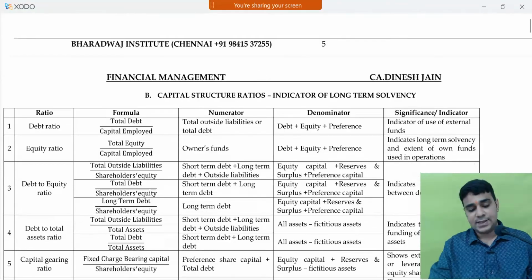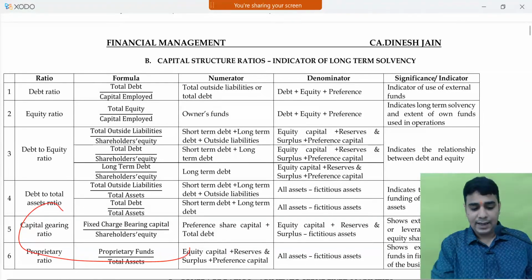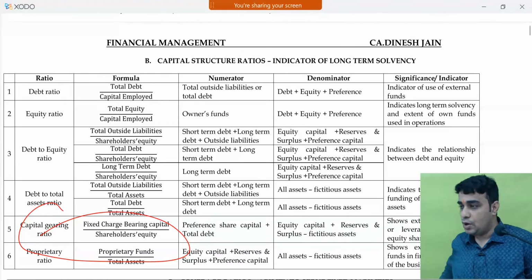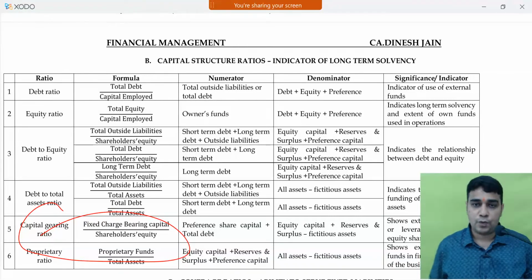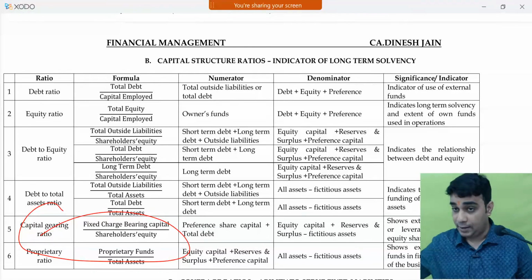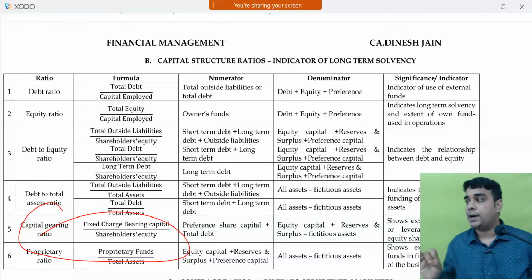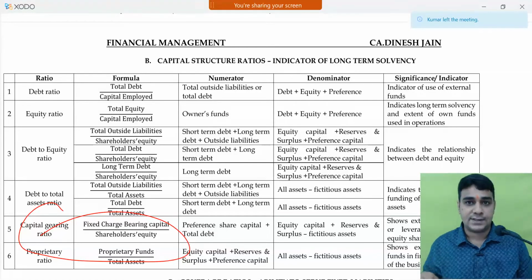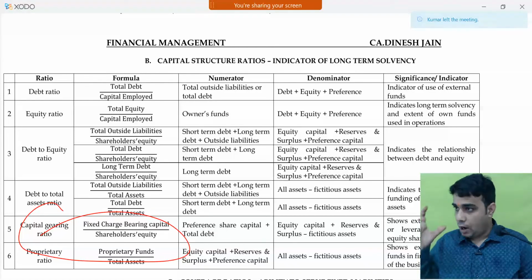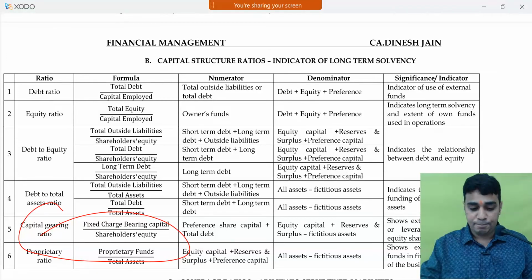Debt to total assets ratio is again debt by assets. These two are important ratios here: capital gearing ratio and proprietary ratio. Capital gearing ratio is fixed charge bearing capital by shareholders' funds. Fixed charge bearing capital is fixed capital, that is, debenture and preference capital. The denominator is your shareholders' equity. Proprietary ratio is proprietors' funds by total assets. Proprietary fund is the owners' funds: how much the owner is funding the balance sheet, or the assets, of the company.